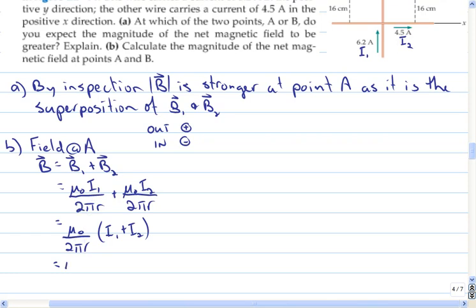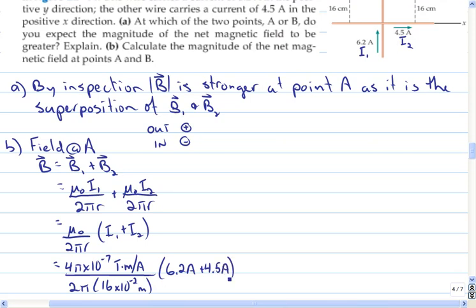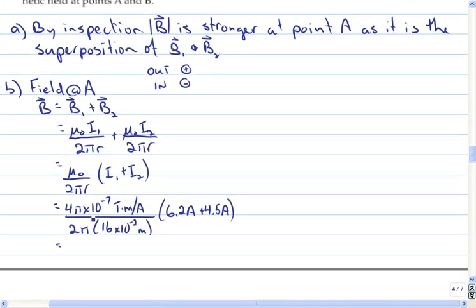So I've got 4 pi times 10 to the power of minus 7 Tesla meters per amp, divided by 2 pi times 16 centimeters, or 16 times 10 to the power of minus 2 meters, all times 6.2 amps positive plus 4.5 amps positive. Again, I'm assuming the positive direction because I'm going to have a positive result. And when you work this out, we should get a value of 1.34 times 10 to the power of minus 5 Tesla.